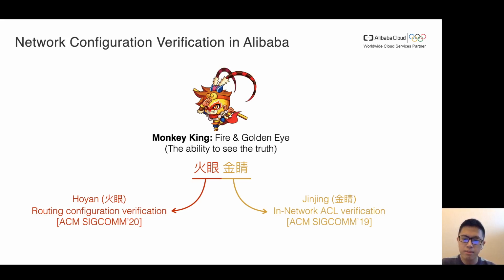Our verification system is named 火眼金睛. This name is from the skill of the Monkey King in ancient Chinese myths, which means the Monkey King can see the truth through his fire and golden eye. In SIGCOMM last year, we have presented our ACL verification work, 金睛. Today I'm going to talk about 火眼, the routine configuration verification system.